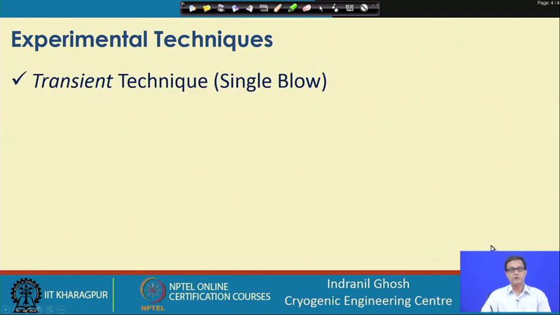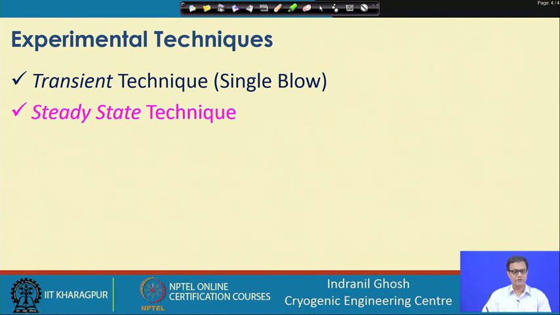So, what are the experiments generally used for the determination of the heat transfer coefficient and the pressure drop, particularly when we are talking about surface characterization? We have the transient technique, often called the single blow technique, and then we have the steady state technique. As you can understand, the transient technique will have a time dependent component of the temperature and the pressure, but in steady state the temperature will not change with time, and we measure on the basis of that steady state temperature and pressure.